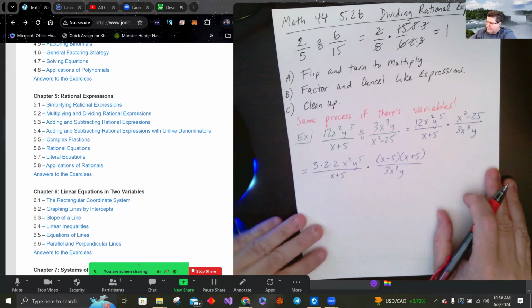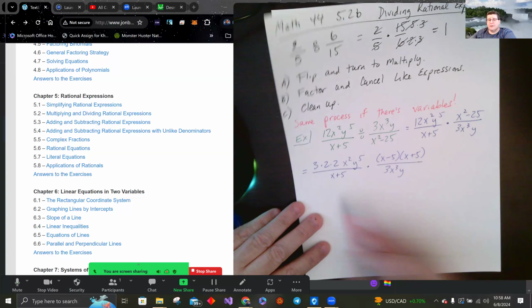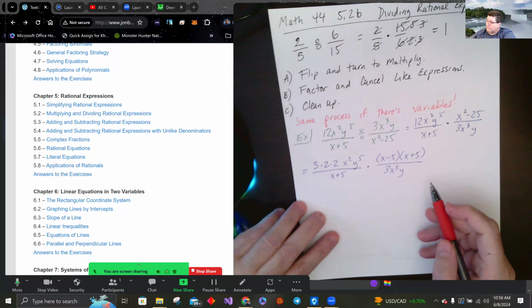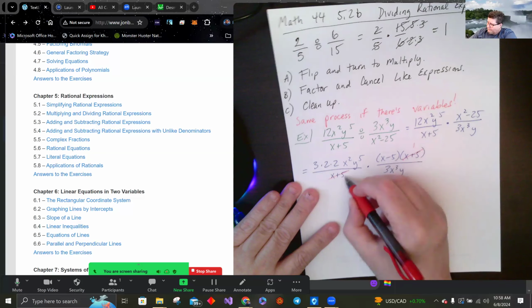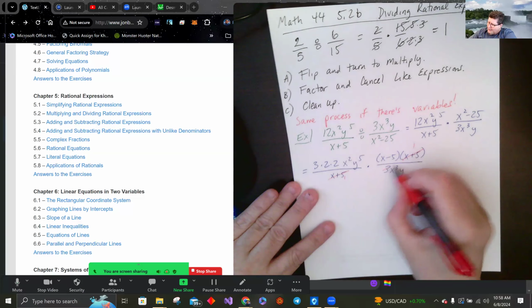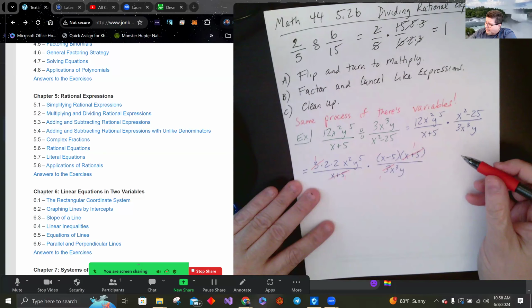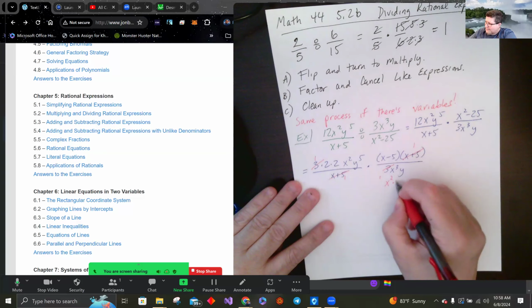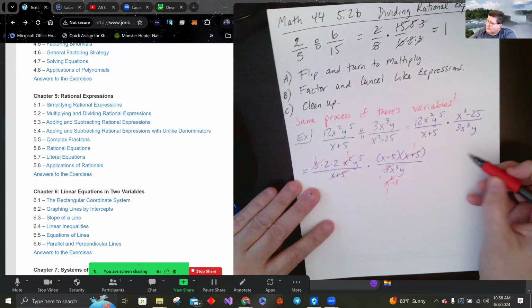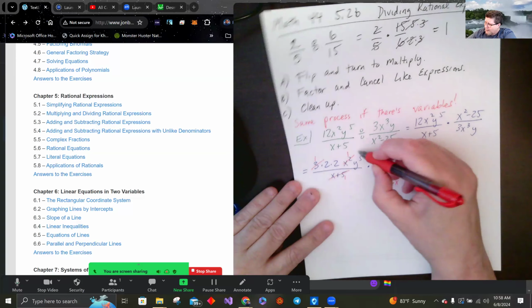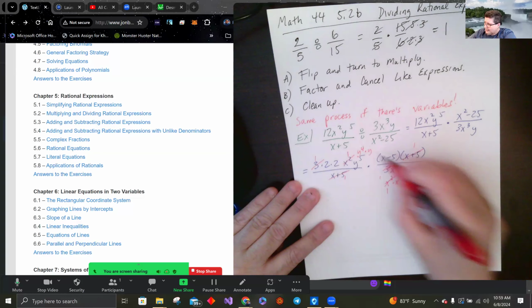All right, so cancel anything that appears on top and bottom. Bottom is shorter here, so I'm going to go through the bottom. I have x plus 5 here. It cancels with that x plus 5. I have a 3 here. It cancels with that 3 there. X cubed is x squared times x. So I can cancel the x squareds here. And y to the 5th power is y to the 4th times y. So I can cancel the y's there.